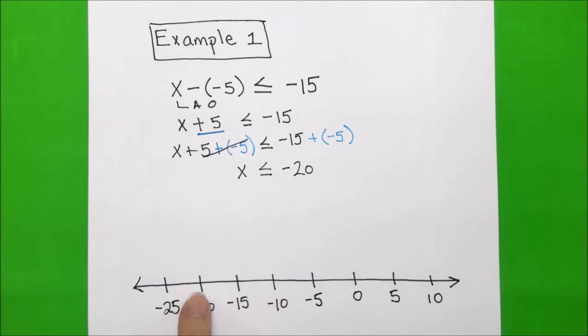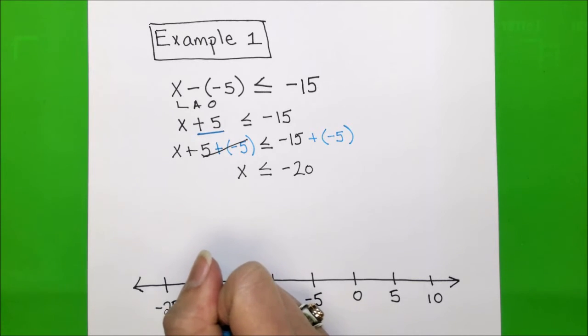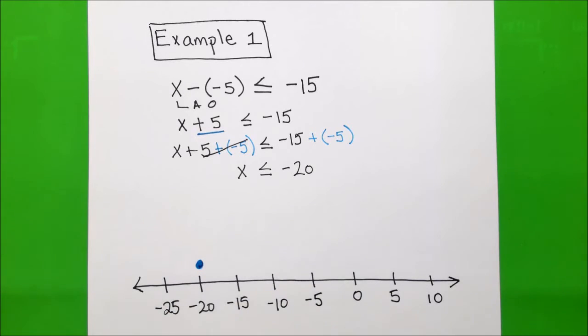Coming all the way to -20, I'm going to put a closed circle because I have a less than or equal to symbol. And now I have to decide, which way am I going to shade? Am I going to shade to the left getting smaller or to the right getting bigger?